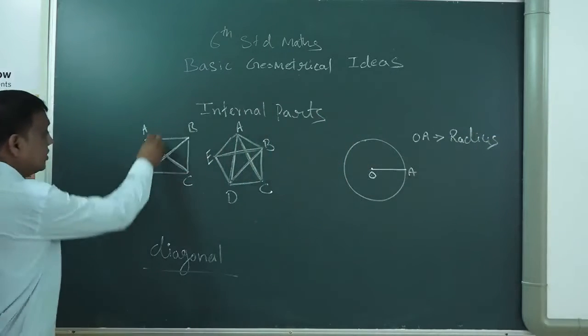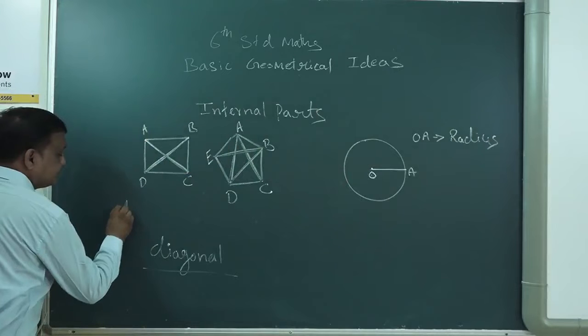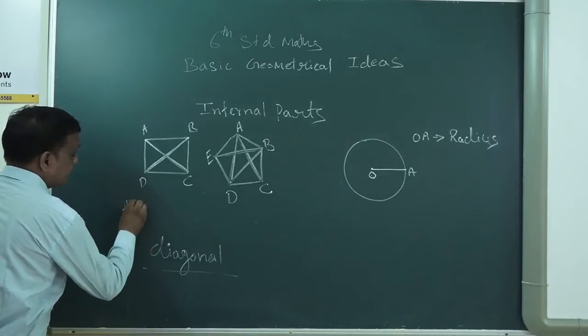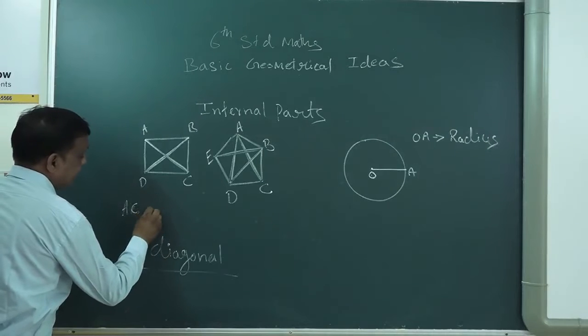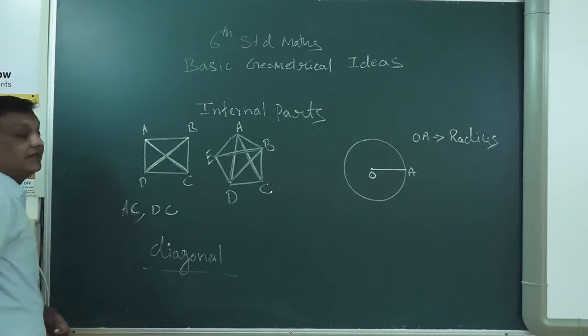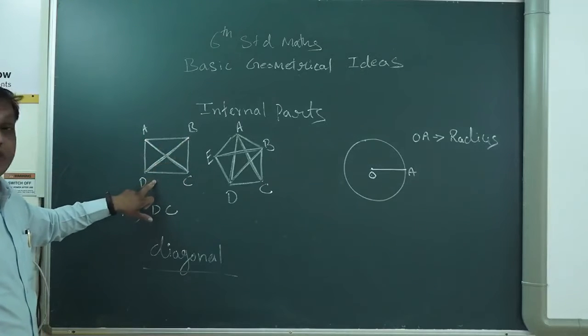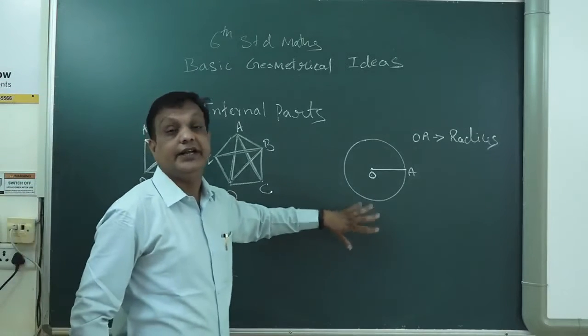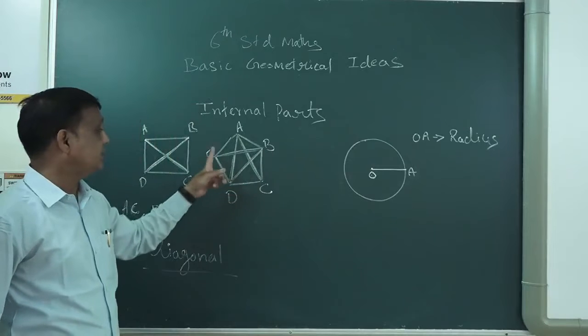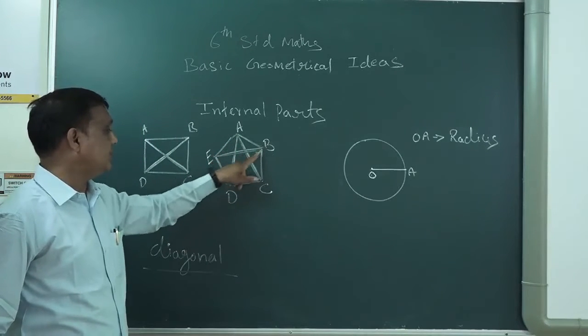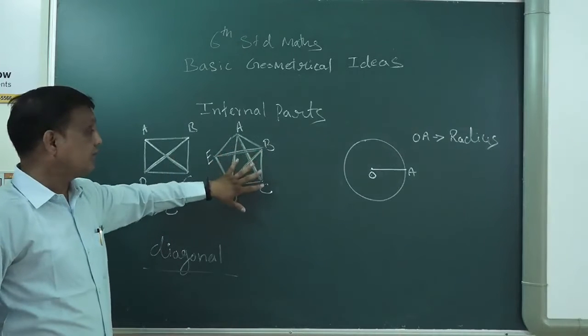Okay. Now what are the diagonal? Here we are writing the diagonal. AC and BD in this figure. AC is a diagonal and BD also diagonal. Now here we are seeing internal parts of some figure. Here we see these are the diagonal. AD is diagonal, AC is diagonal, EB is diagonal, BD is diagonal. There are 4 diagonals.